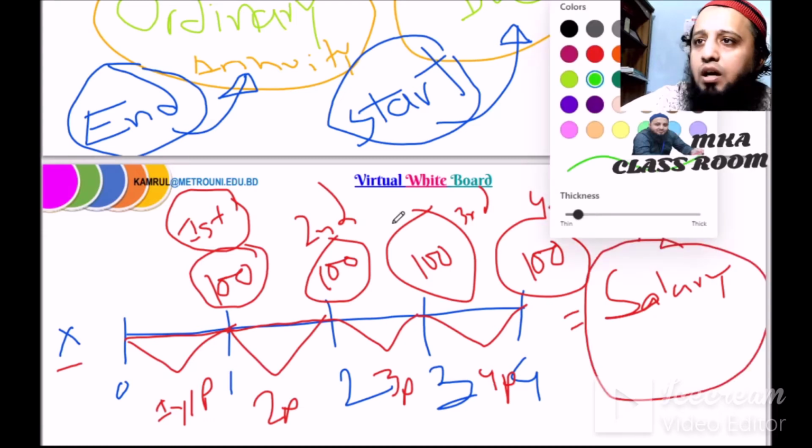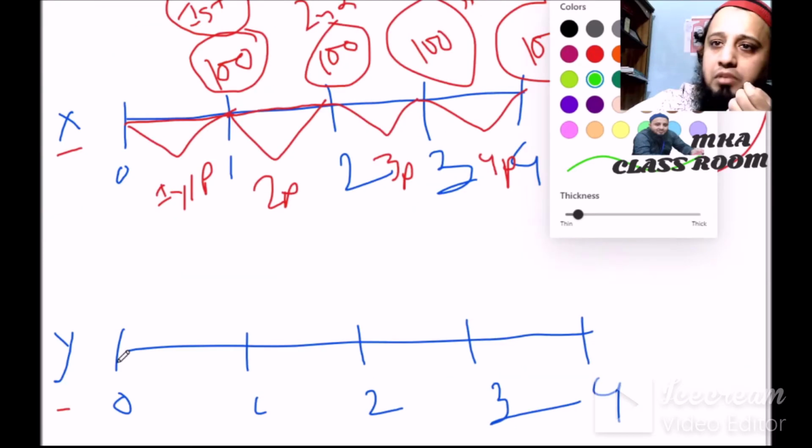In the same way, in the same example, if payment starts at the beginning of the period, that is 0 to 1, the period 1, payment starts from here, it is your first installment, 0 to 1.